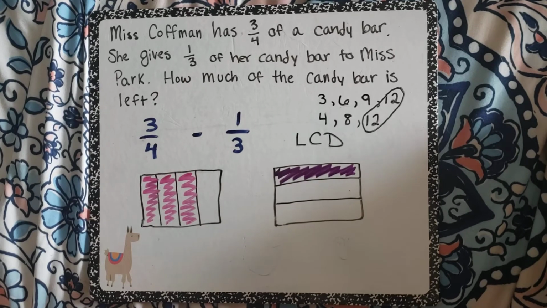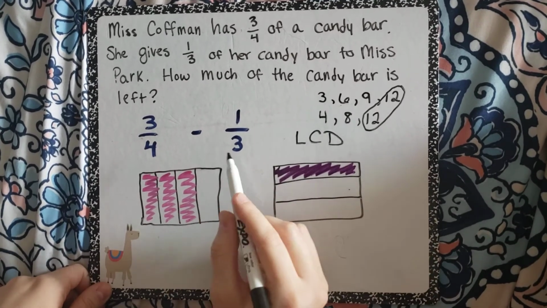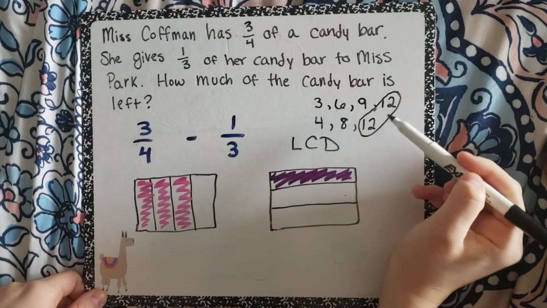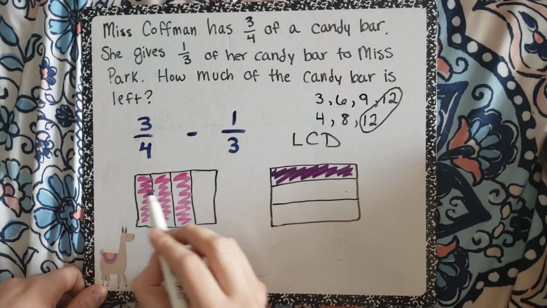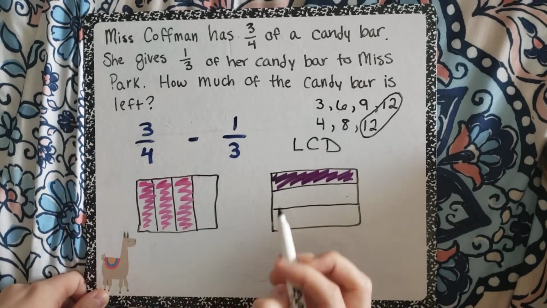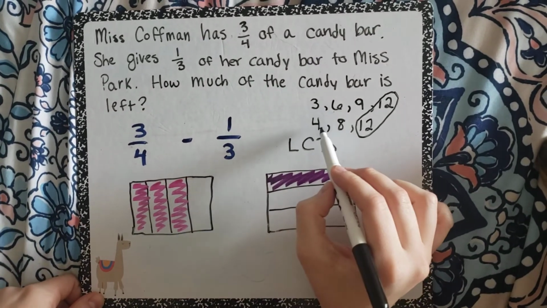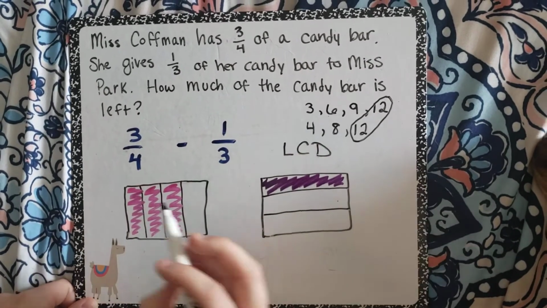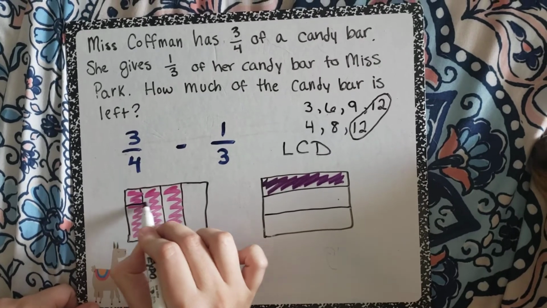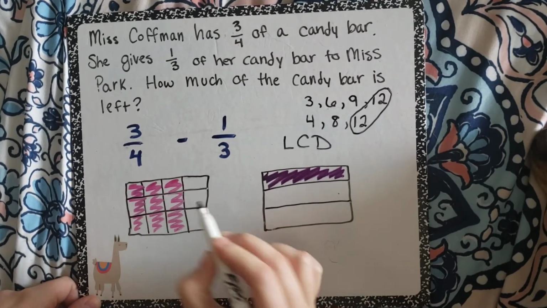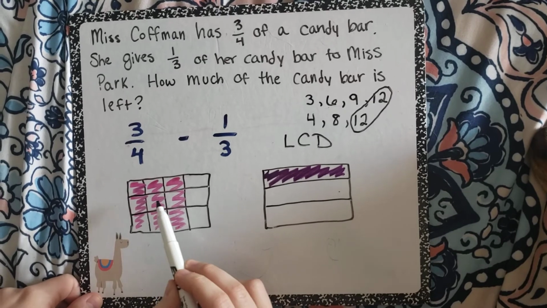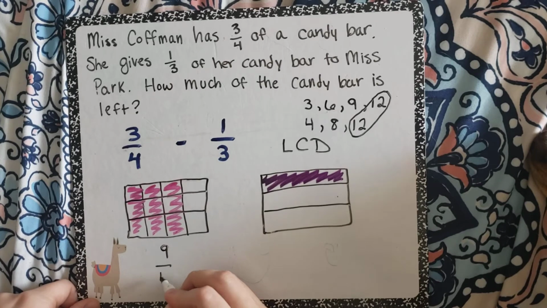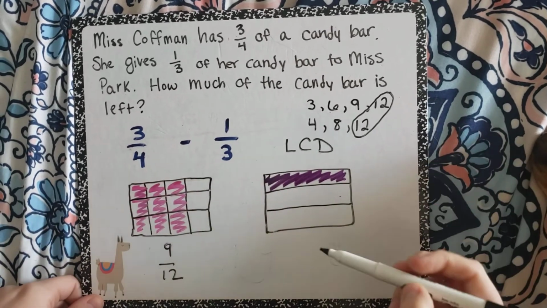Okay, so now that we have our least common denominator, we want there to be the same amount of pieces in both of these, and both of these will go into 12. So we're going to make sure that this splits up into 12. So we have to think, 4 times what equals 12? 3, right? So we're going to split this up into 3 rows. And now we have 1, 2, 3, 4, 5, 6, 7, 8, 9. We have 9 twelfths.